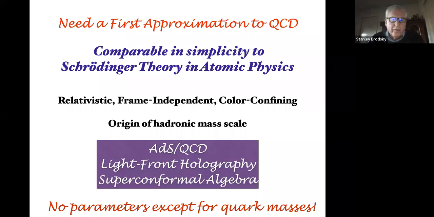So we really need a first approximation of QCD. In atomic physics, we use a Schrödinger equation without thinking twice. We know we can derive it from QED in principle. But what we really want is the relativistic, frame-independent, color-confining equation, comparable to the Schrödinger theory, which can explain the hadron spectrum and its structure. And this, you'll see, comes from anti-de Sitter space, the holographic dual between anti-de Sitter space and QCD in 3+1 dimensions. You'll see how this works. This we call light-front holography and superconformal algebra.